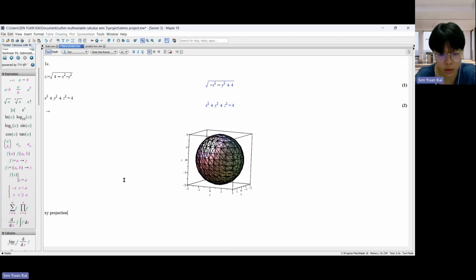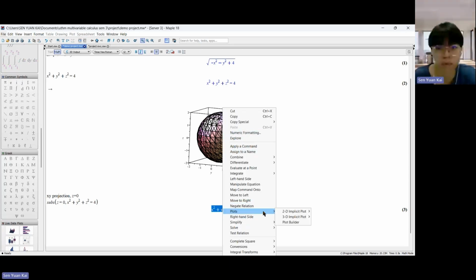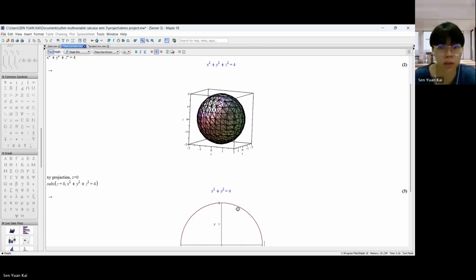The xy projection is, first, z is equal to 0. From this diagram, we can get z is equal to 0. And then we sub z equal to 0 into the sphere equation. And copy this sphere equation to here. And then we enter, we'll get the circle equation. And with this circle equation, we can plot the 2D graph. And this one is a 2D graph.